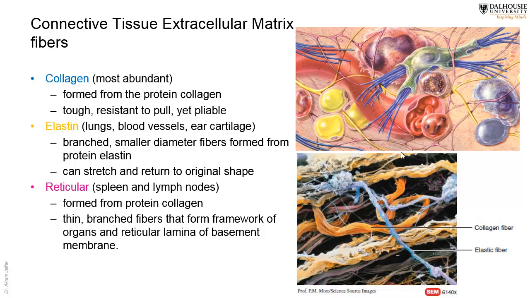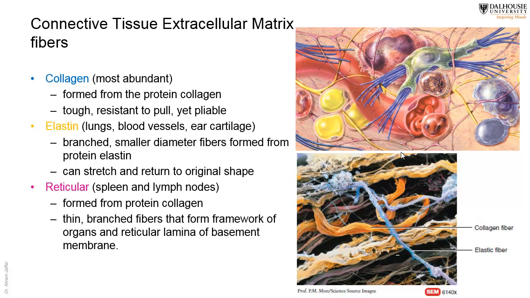The same thing happens in large blood vessels, the arteries, for example, during contraction of the heart. The blood is pushed through, the blood vessels enlarge and dilate, and then they recoil back to their original diameter. So the collagen fibers resist this pull, but the elastic fibers are elastic. They can stretch and then return back to their original length.